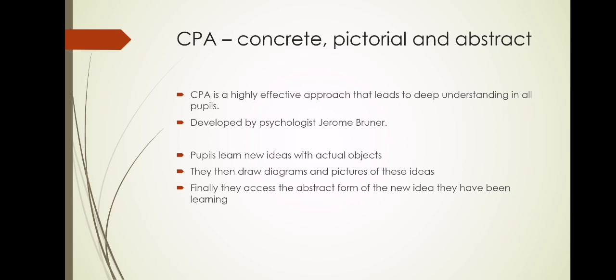It was developed by the psychologist Jerome Bruner, and he is famous for his research in the 60s looking at how children develop cognitively. Now, he basically said that pupils will learn new ideas with actual physical objects. They then draw diagrams or pictures which show their thinking, and then finally they will be able to access the abstract form of that new idea.